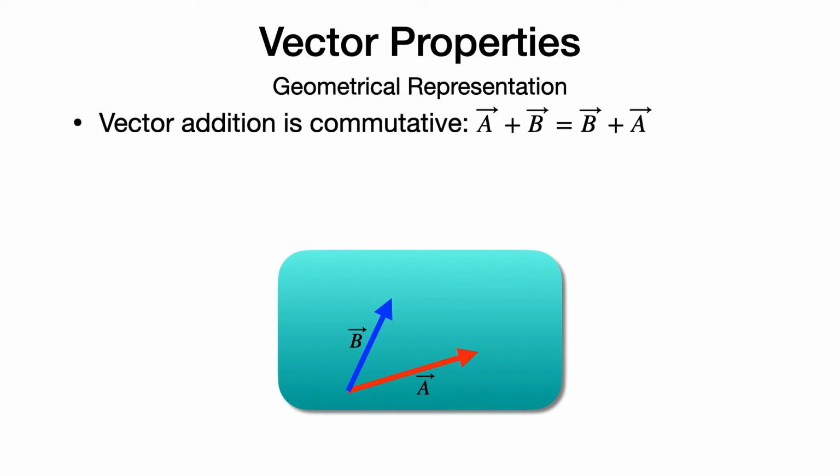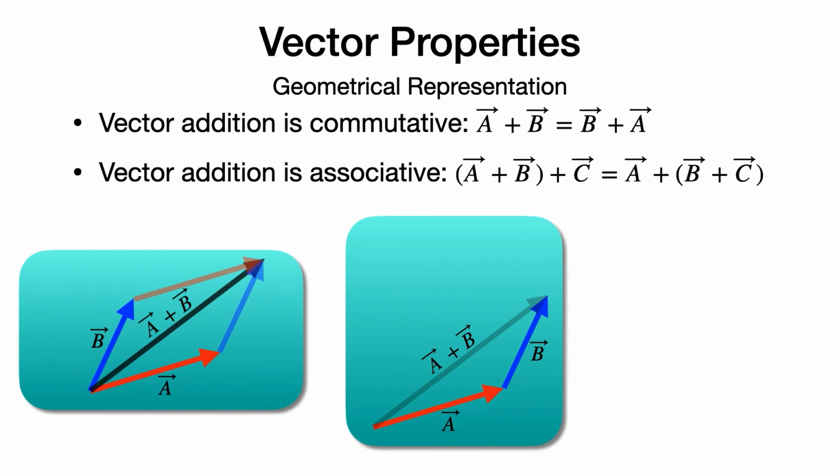Vector addition is commutative. That is, adding B to A is the same as adding A to B. It doesn't matter which order you do it in. We find the same resulting vector A plus B.